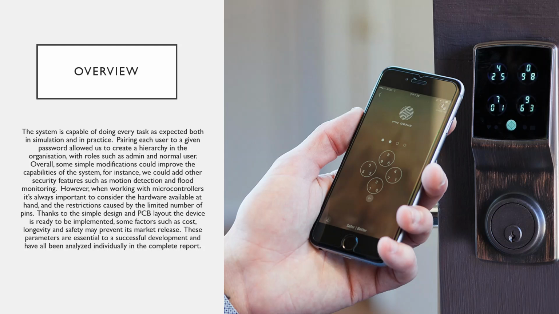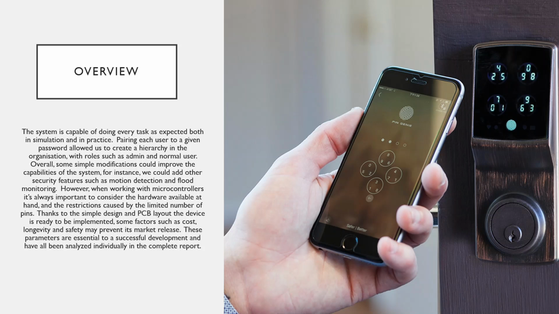A general overview of the project. The system is capable of doing everything that we expected, both in simulation and in practice. We also are capable of having different hierarchy and different organizational power in the system. For instance, we have users that are simple normal users, and also admins that are capable of having more organizational power in the device and making more changes.